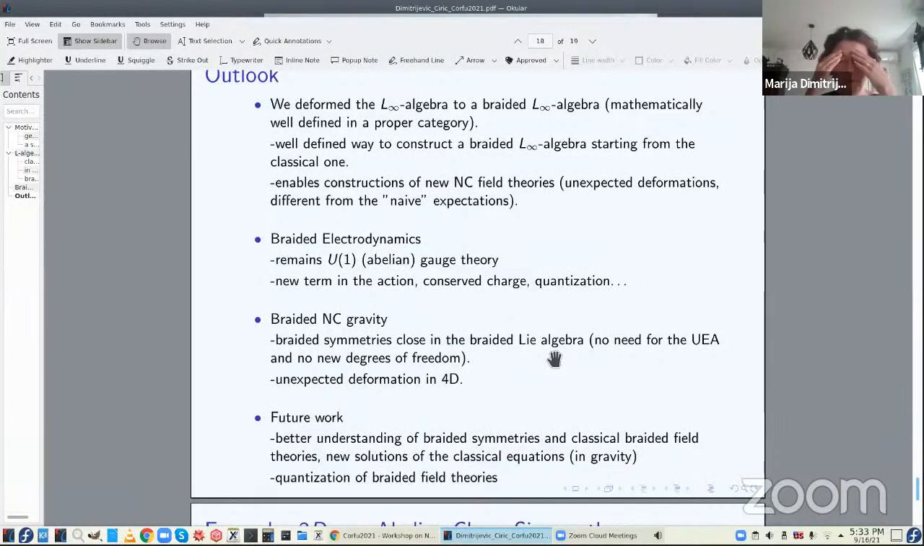it's nice that in the same way we treat diffeomorphisms, if you do the first order formalism, diffeomorphisms and the local Lorentz symmetries, there is no need for the universal enveloping algebra. And like I mentioned before, the deformation in 4 dimensions is unexpected. For future work, we would like to learn more about the quantization of these braided field theories. And we would like to understand better how these braided symmetries act.